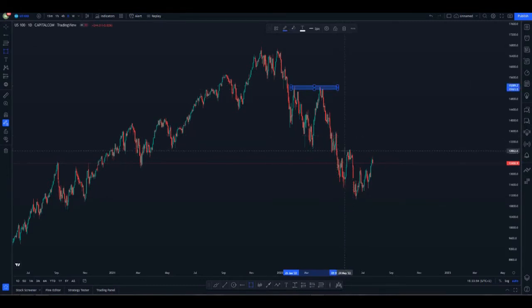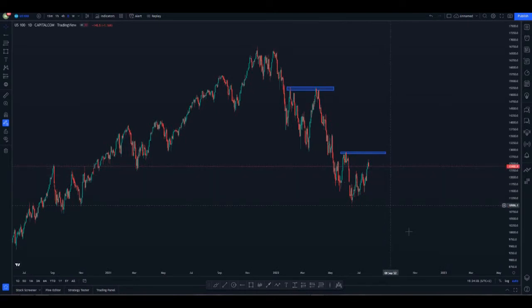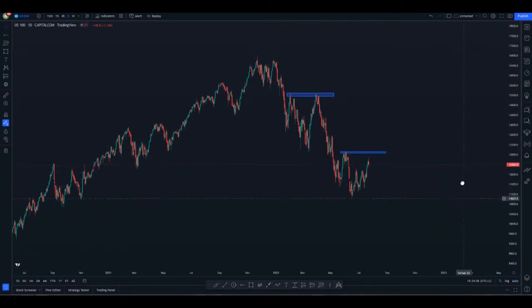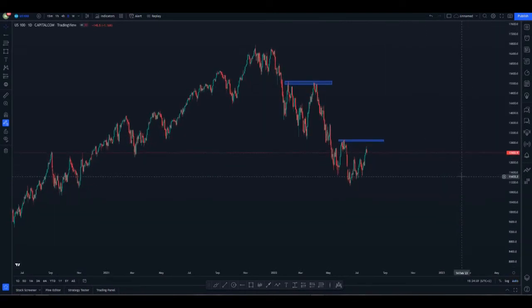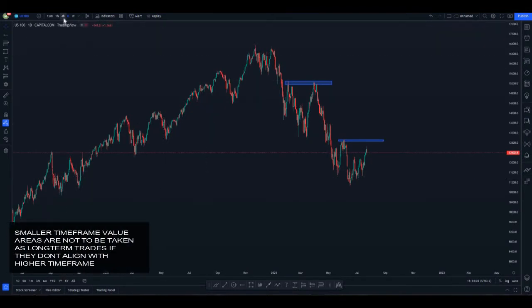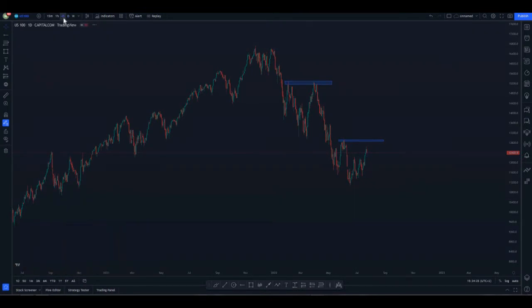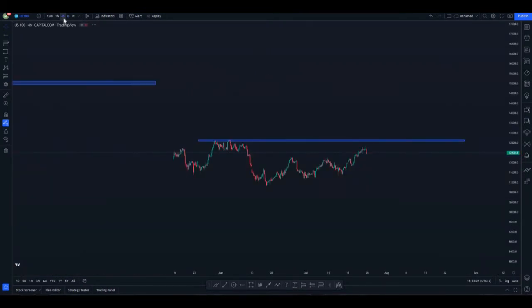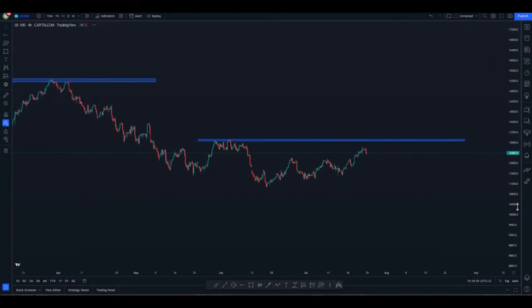It was respected. Now we are at value area 2. The Nasdaq is approaching this value area, right? So what happens there on Nasdaq will determine whether we are going bearish or bullish. So let's go to the smaller time frame, just to give you in-depth smaller value areas, based on taking smaller short entries, right?